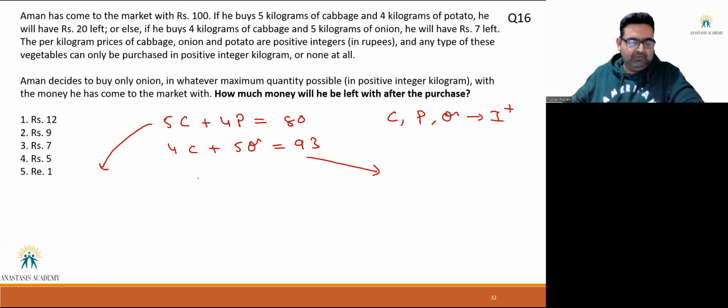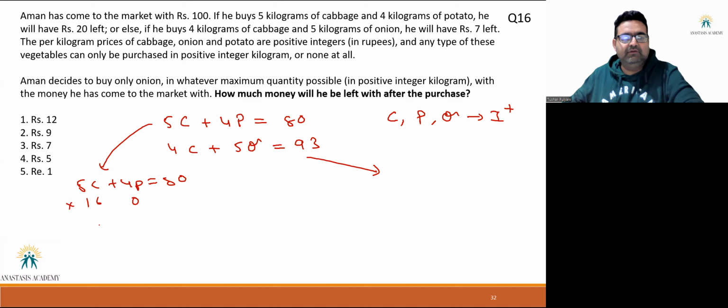So 5c plus 4p, if I find the integral solution, I'll have to start with 5c plus 4p equal to 80. The first solution is 16, 0. This obviously I'll not take because we have to take positive integers. Then I'll keep reducing this by 4: 12, 8, 4, 0, and keep increasing this by 5: 5, 10, 15 and 20. Again, I have to ignore this. There are 3 possible solutions from the first equation.